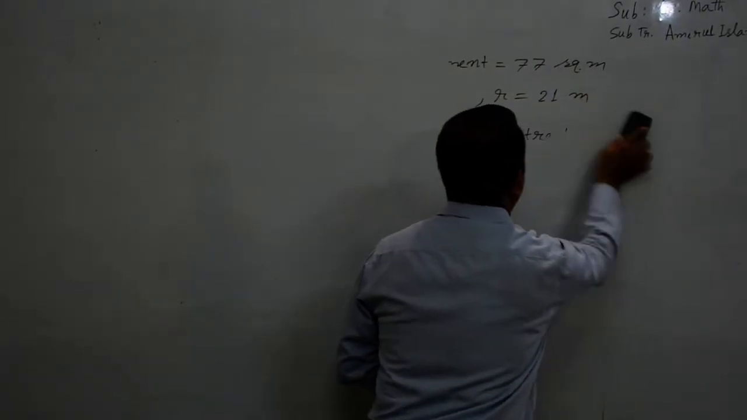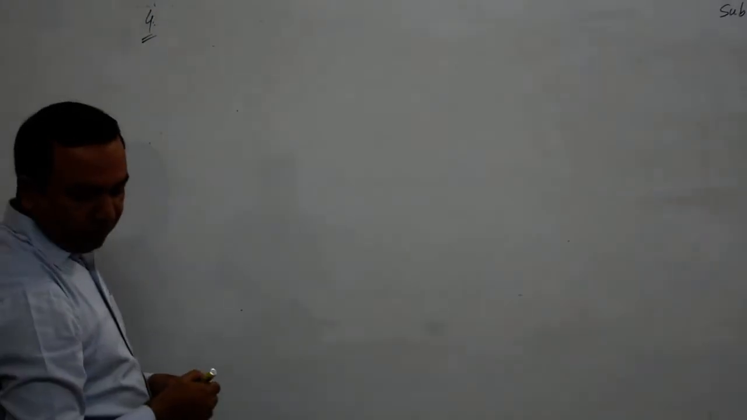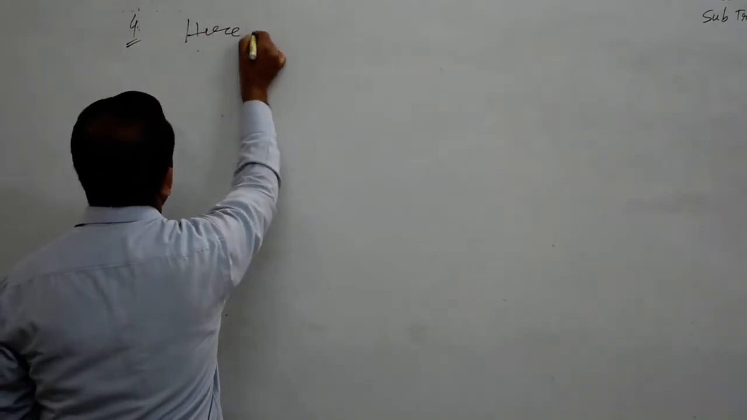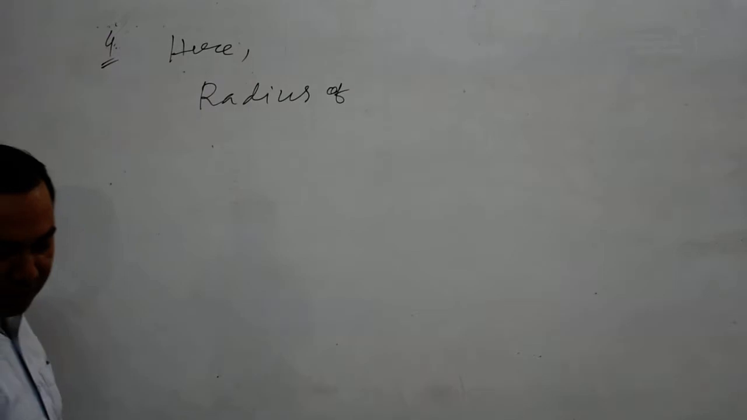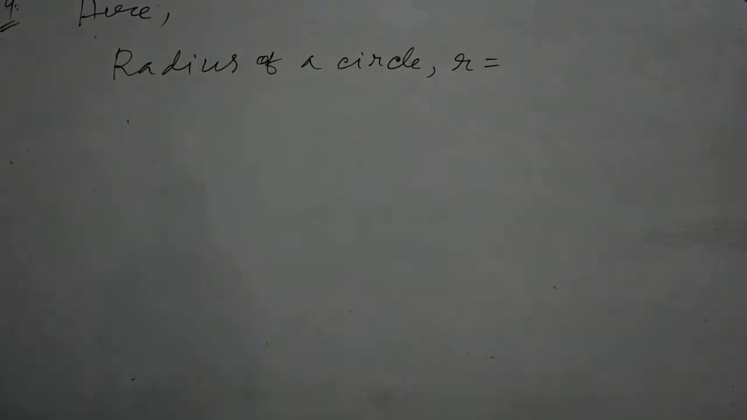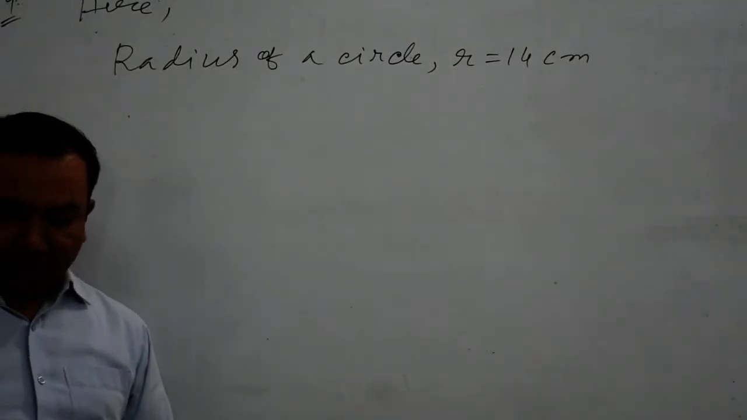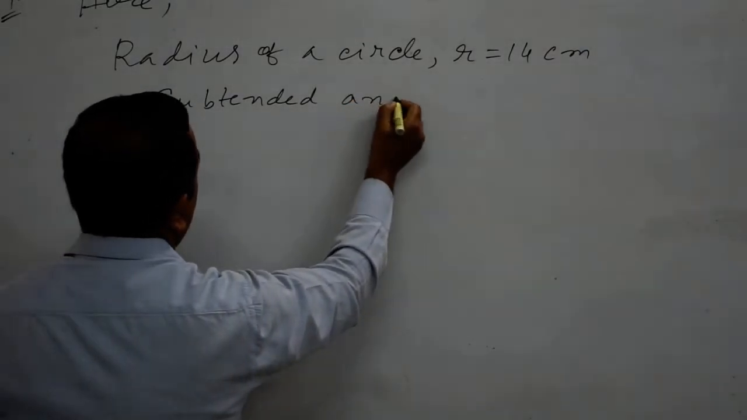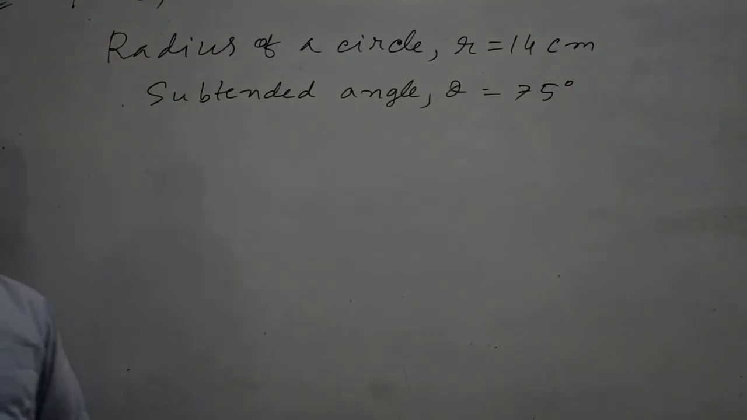So at first I write the given information taken from question. The radius of the circle is 14 cm. Radius of a circle is equal to 14 cm. And another information, an arc subtends an angle 75 degree. The subtended angle theta equal to 75 degree at center. Determine the area of the circular segment.